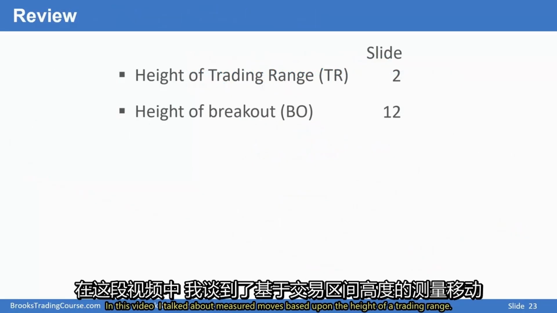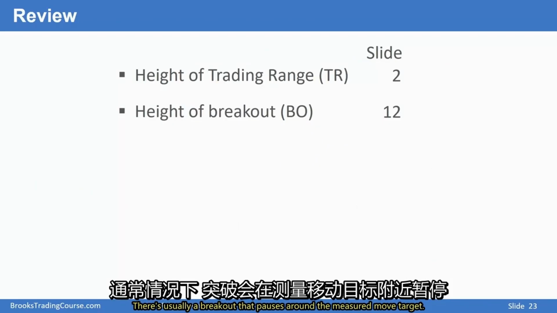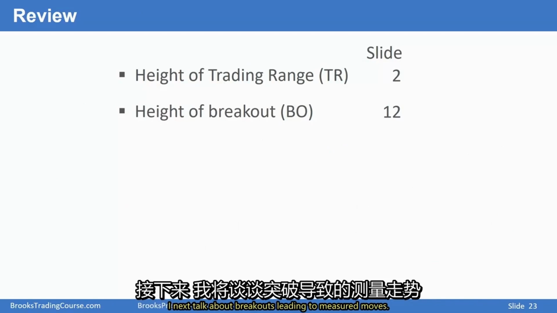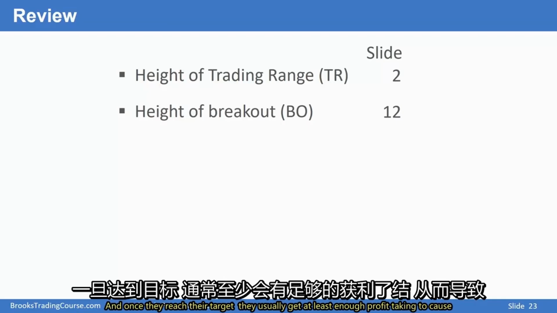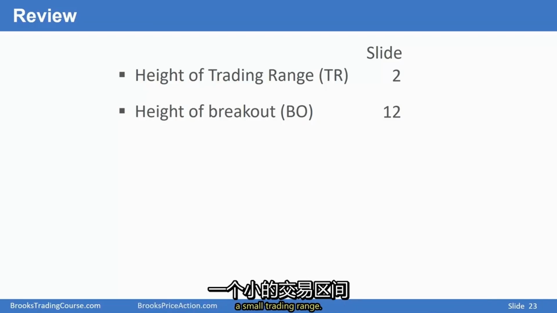In this video, I talked about measured moves based upon the height of a trading range. There's usually a breakout that pauses around the measured move target. I next talk about breakouts leading to measured moves, and once they reach their target, they usually get at least enough profit taking to cause a small trading range.